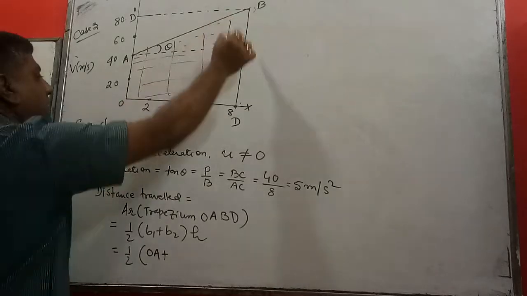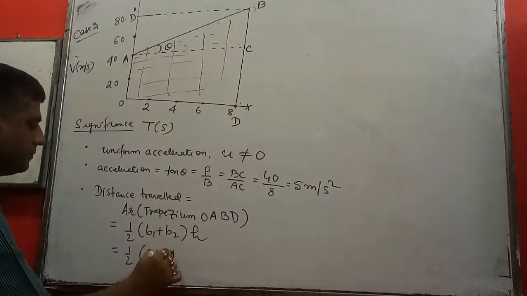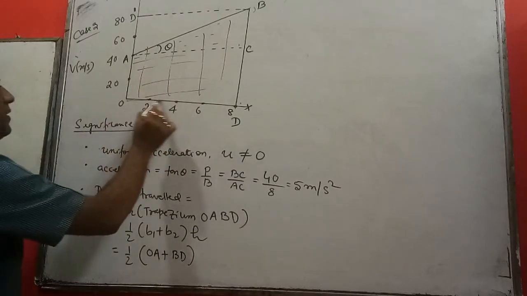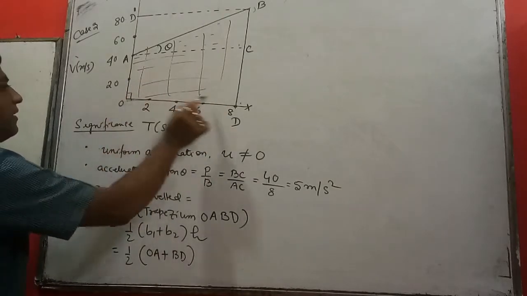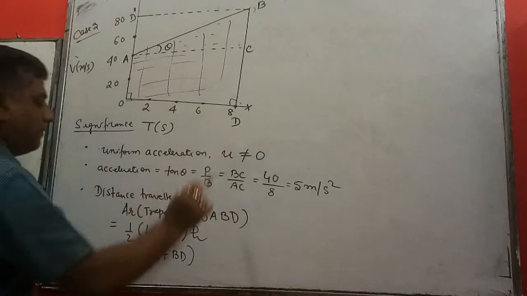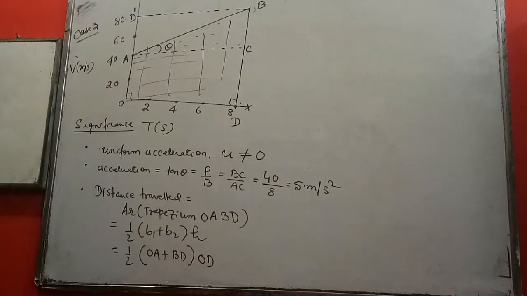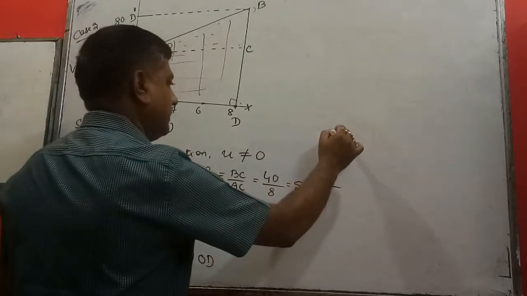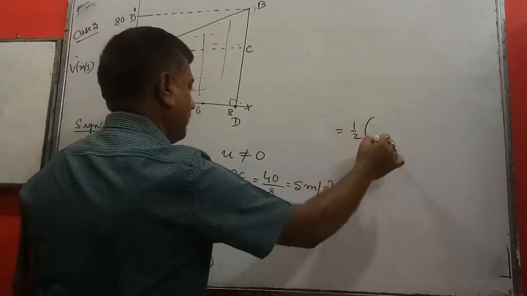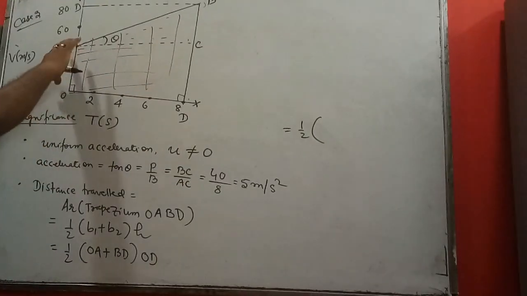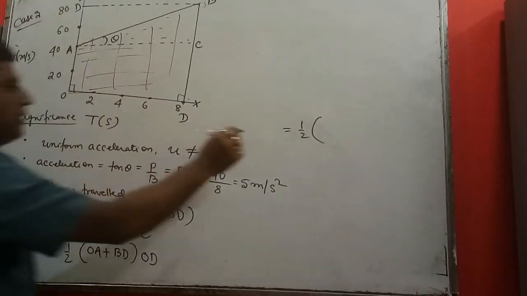Base 2 is what? BD. And height, obviously height is 1 because it is perpendicular, 90 degree. So height is what? 40. Okay? I am writing here on the right side. So half, what is the value of OA? See, OA value, how much? 40.